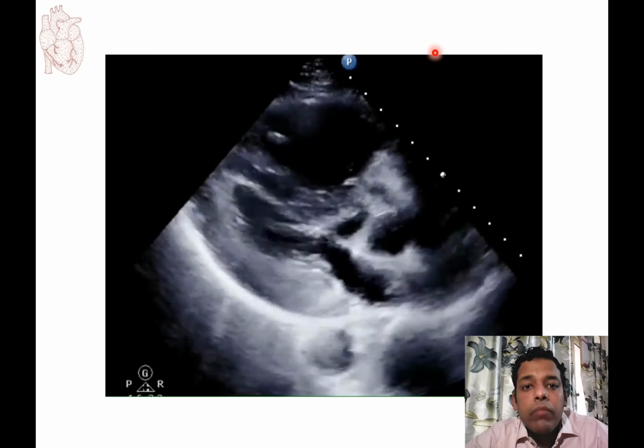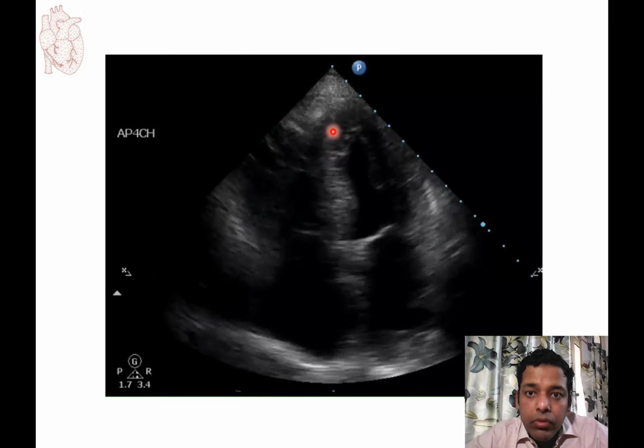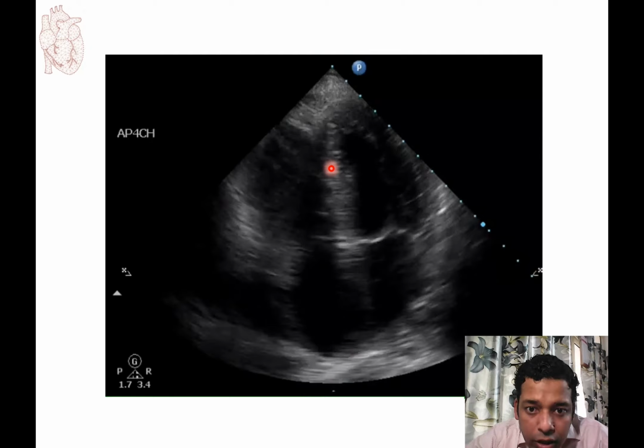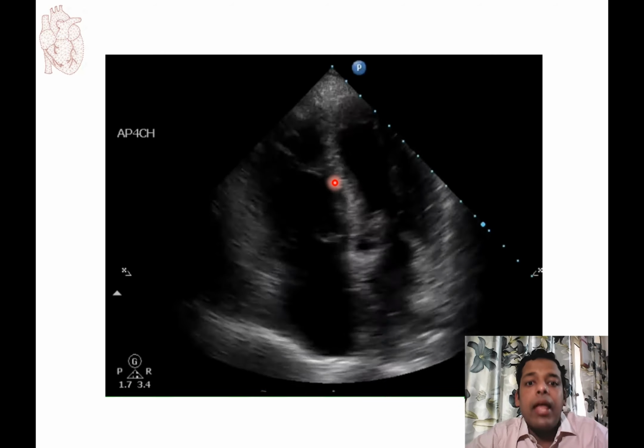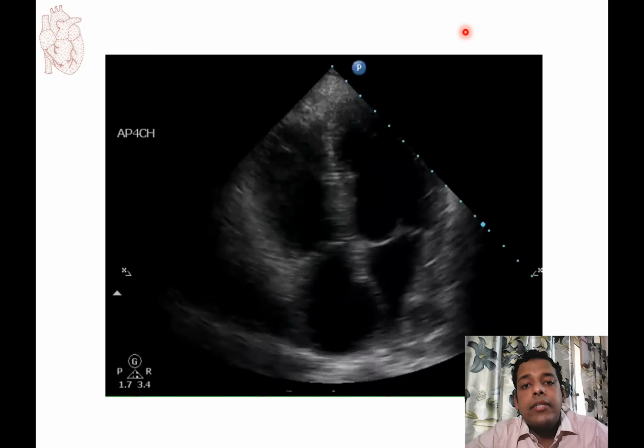This echo shows a dilated right ventricular outflow tract in the parasternal long axis view, a hyperdynamic left ventricle, a paradoxical movement of the interventricular septum, and poor tricuspid annular plane systolic excursion.